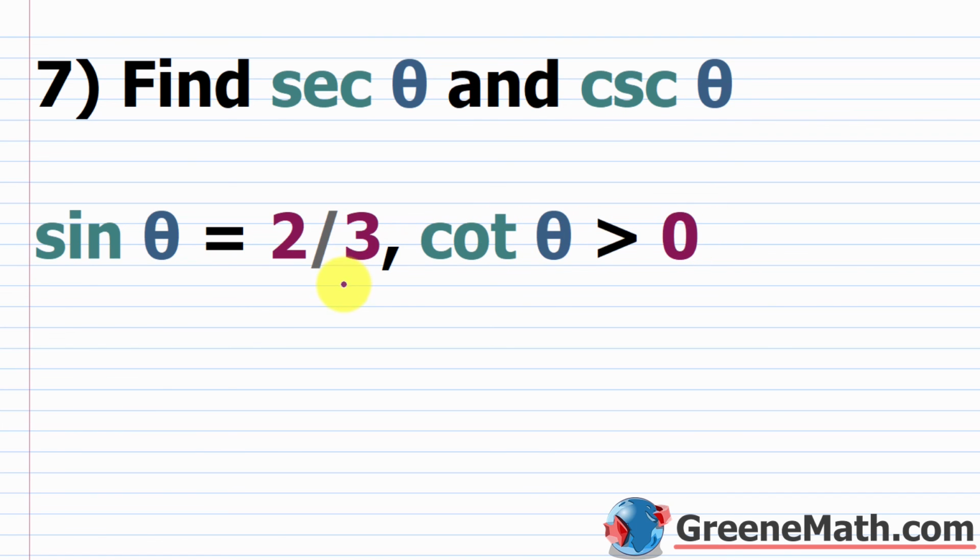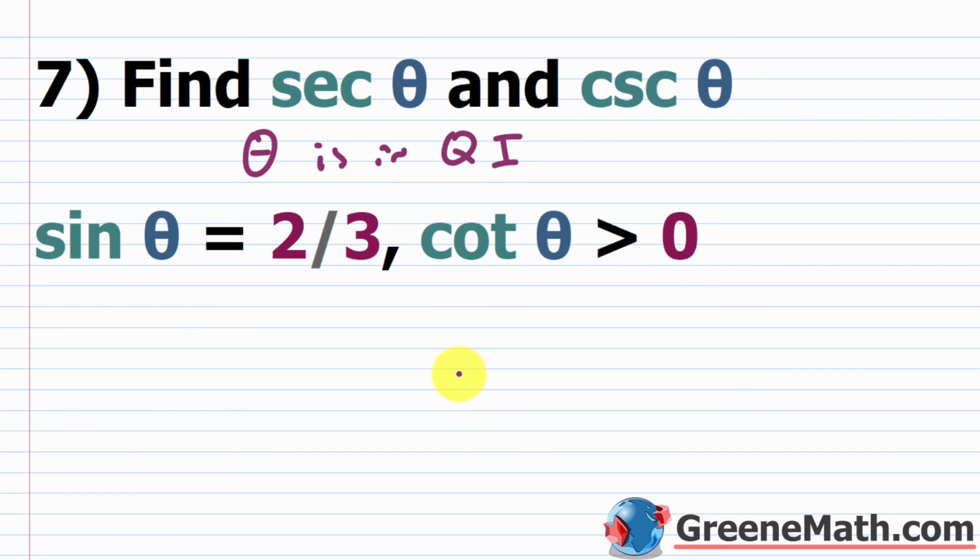So sine is positive, again, in quadrants 1 and 2. Cotangent is positive in quadrants 1 and 3. So this tells me that theta is in quadrant 1. So the x values and y values are both positive. Okay, so now that we know that, how are we going to find the secant of theta and the cosecant of theta? Well, the secant of theta is the reciprocal of the cosine of theta.